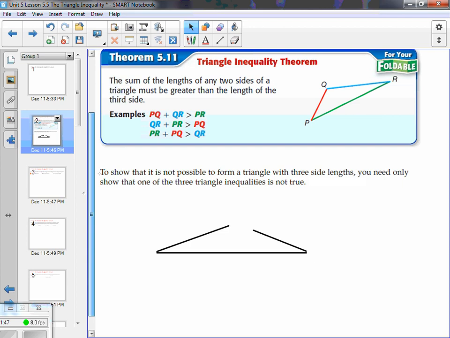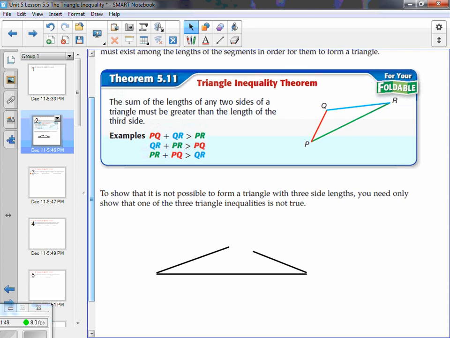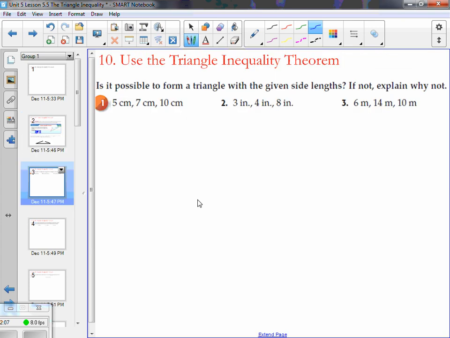So that gives us three inequalities. These two sides added together are greater than the third. This different pair of sides added together is greater than the third. And then the last pair greater than the third. Okay? You guys with me? All right, let's do some examples.